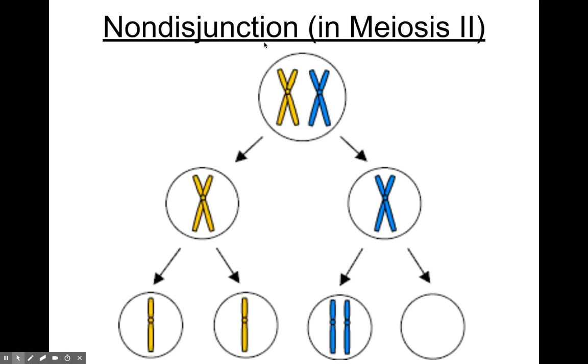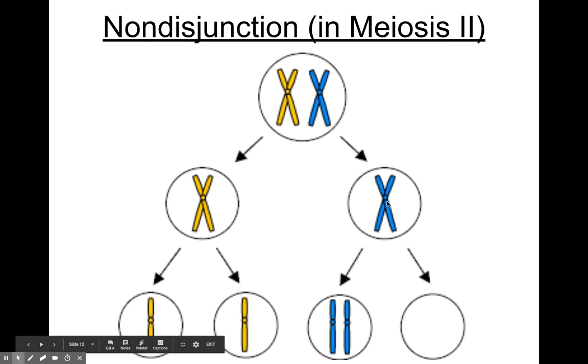So non-disjunction in meiosis. Here are the chromosomes, they're all lined up. In meiosis 1, our first cell division right here, they split normally. So I get one chromosome over here and one chromosome over here. Now, this is meiosis 2. They're going to split again because we're creating gametes. We need a haploid cell. So this chromosome right here does its job correctly. It splits, one chromosome here and one chromosome here.